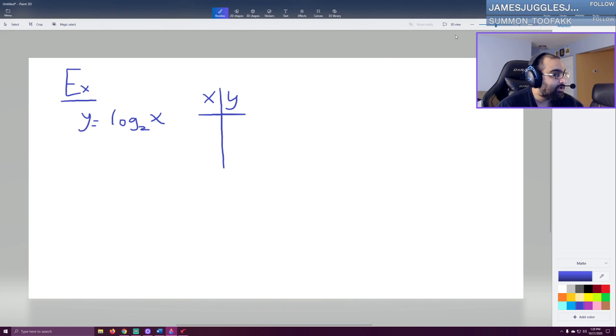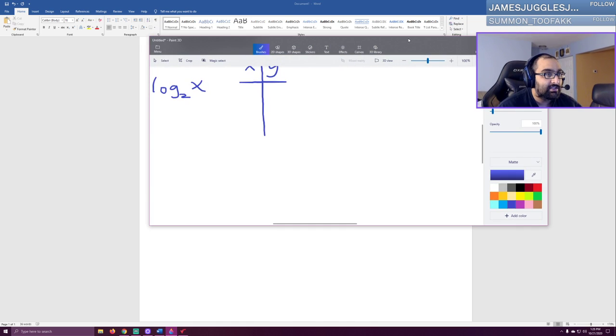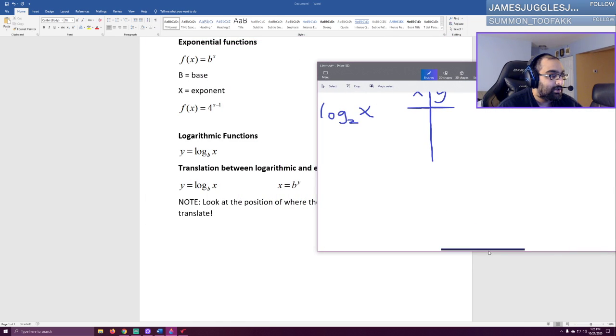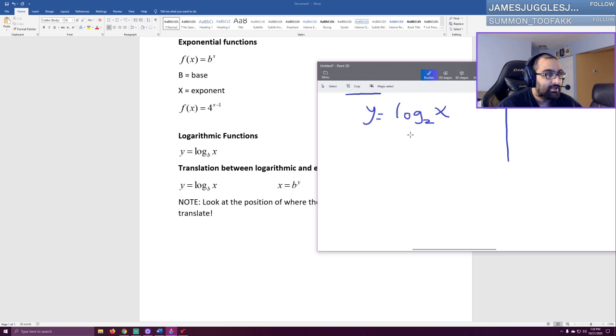Okay, so the first thing that we're going to do here is translate this over to an exponential function. So let's go ahead and do that first. We have y is equal to log base 2 of x. Now, the question is, what does y is equal to log base 2 of x translate to if we want to translate this to an exponential function?